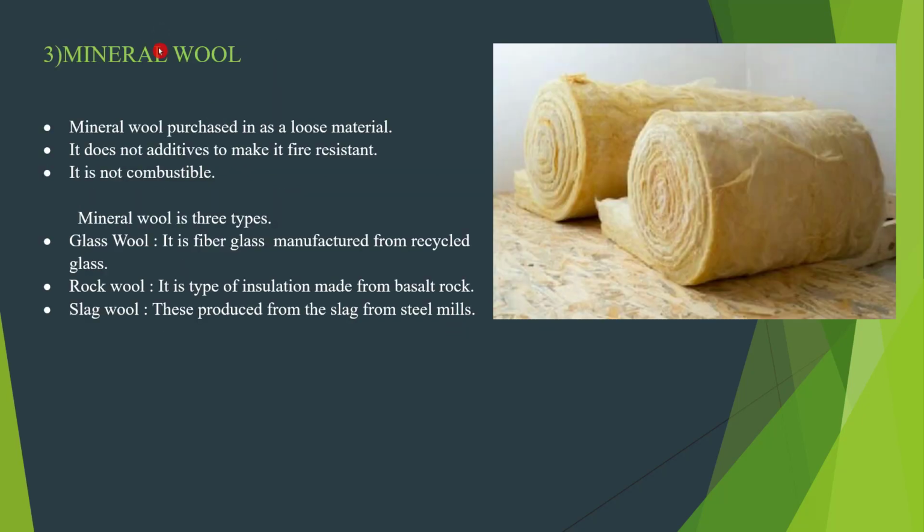Next is the mineral wool. You can see the figure. Mineral wool is purchased as loose material. It is non-combustible, and it is basically of three types: glass wool, rock wool, and slag wool. And you can see the materials from which it is manufactured.